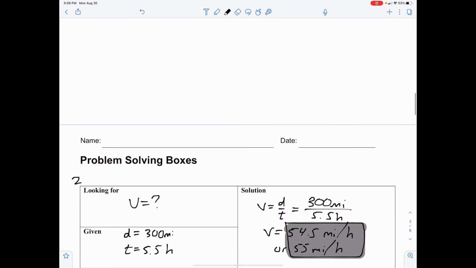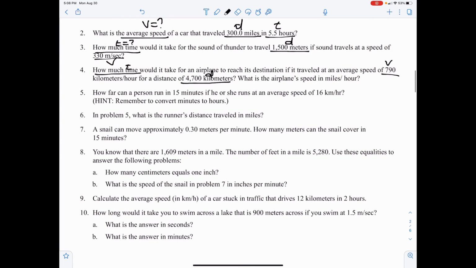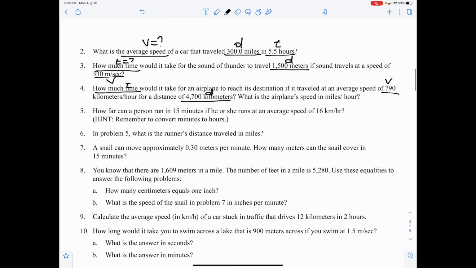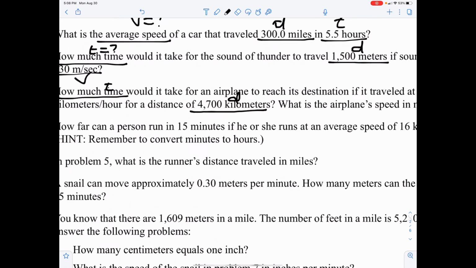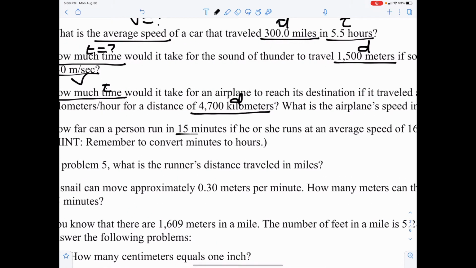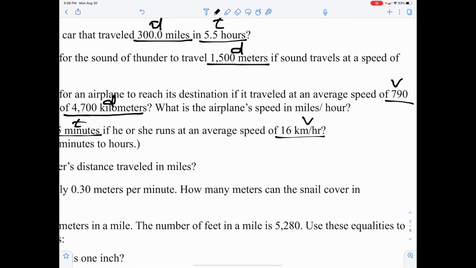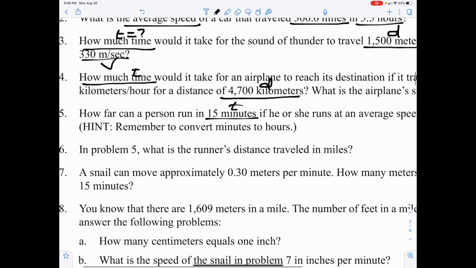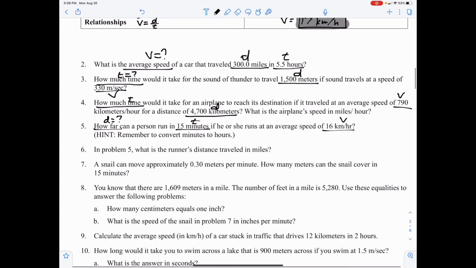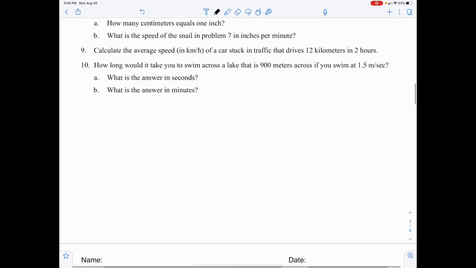Number 5. How far can a person run in 15 minutes if he or she runs at an average speed of 16 kilometers per hour? Remember to convert minutes into hours. Well, the first thing we notice is that 15 minutes would be the time. This is the average speed. And we're looking for how far, so we're looking for distance in this one.